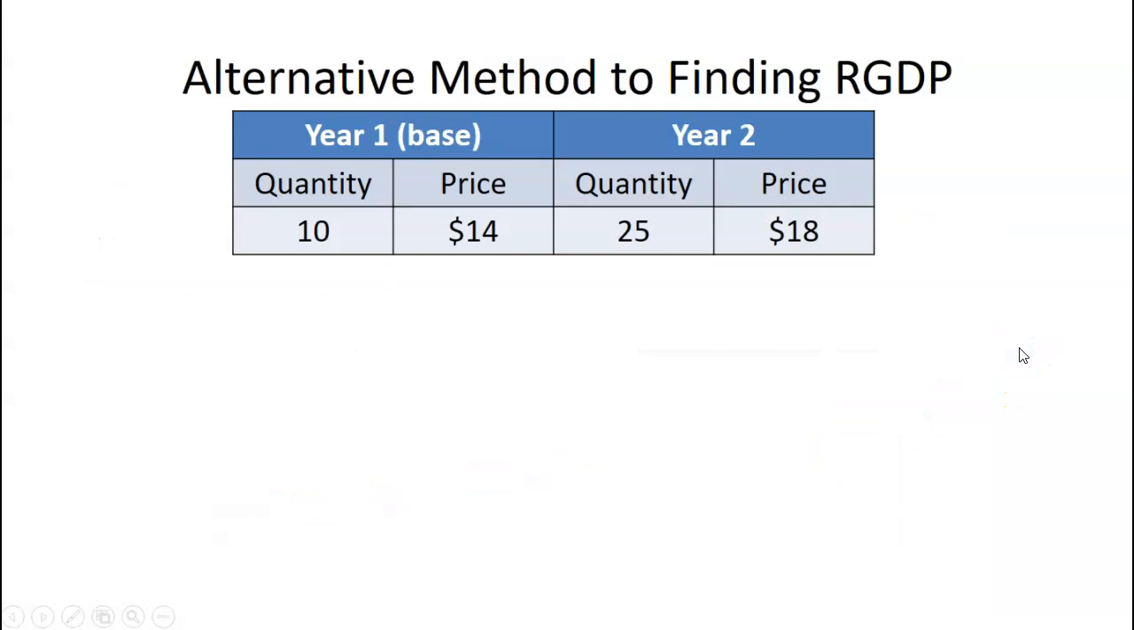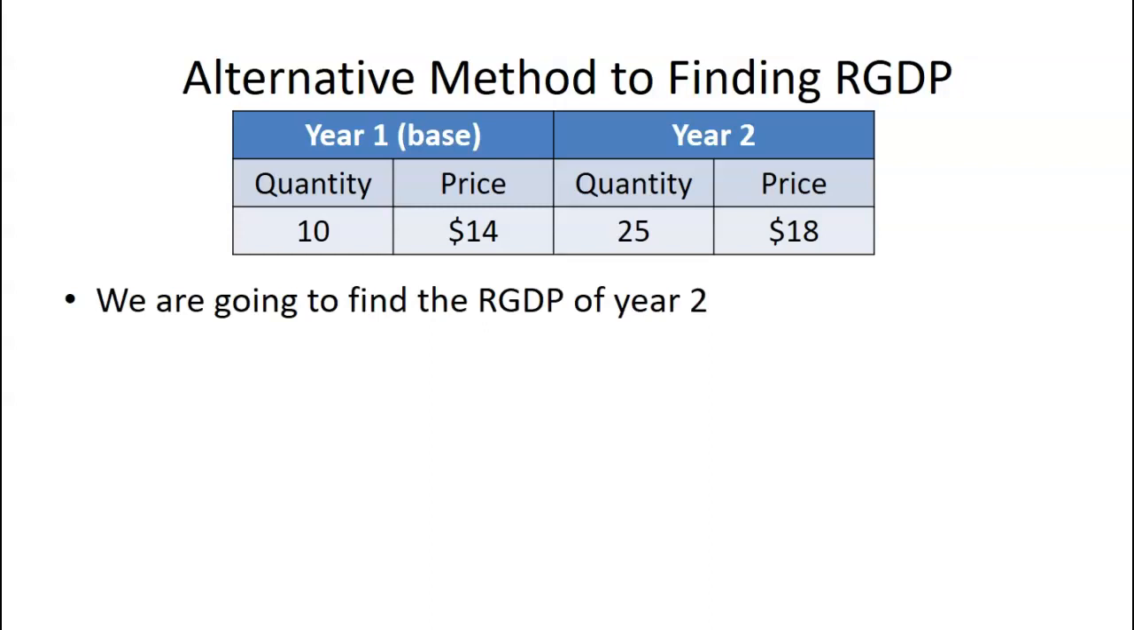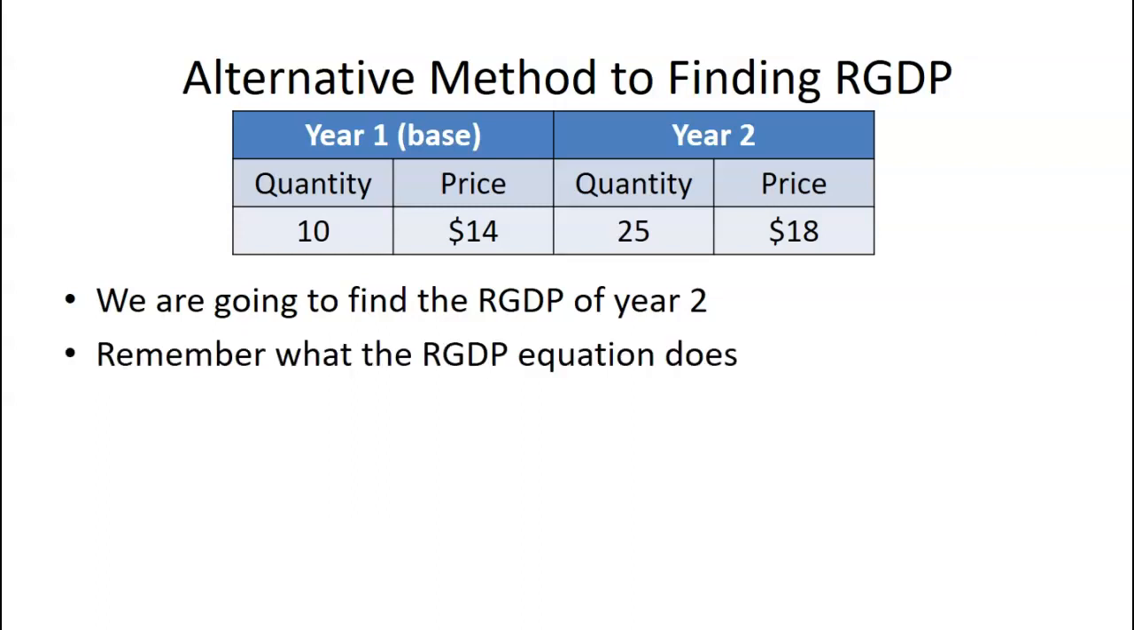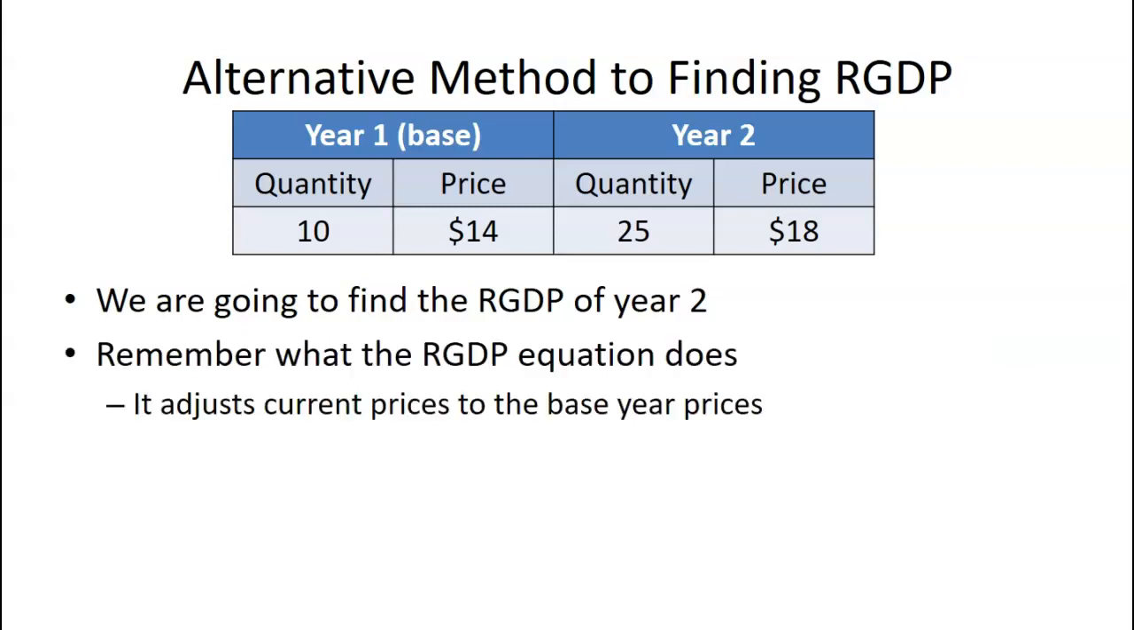Okay, alternative method. Based on what you have, sometimes use different things. So we're going to find the real GDP for year 2. And these are the numbers we're given. Remember what the real GDP equation does. It adjusts the current prices to the base year's prices. It says how much would this 25 units of this good be worth if it was in the base year prices, if we adjust this $18 down to this $14 base year.